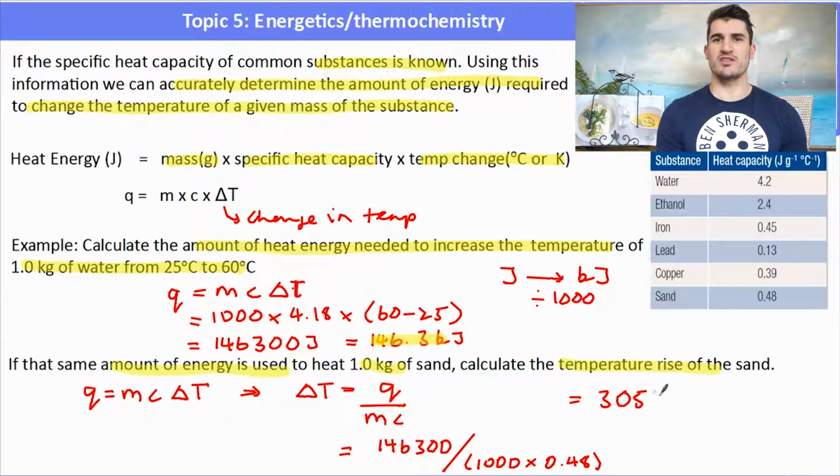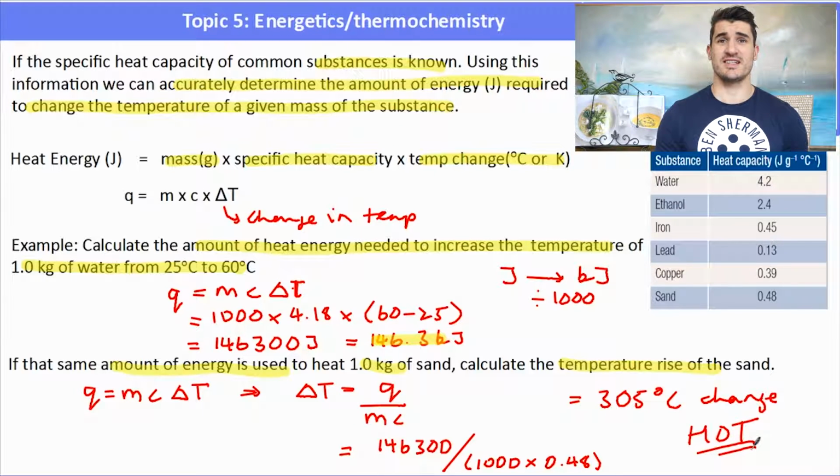So the temperature change of the sand, if it absorbed the same amount of energy as the water, is 305 degrees. So that sand is going to be extremely hot, which is why the monkey was jumping all over the place to get off the hot sand.